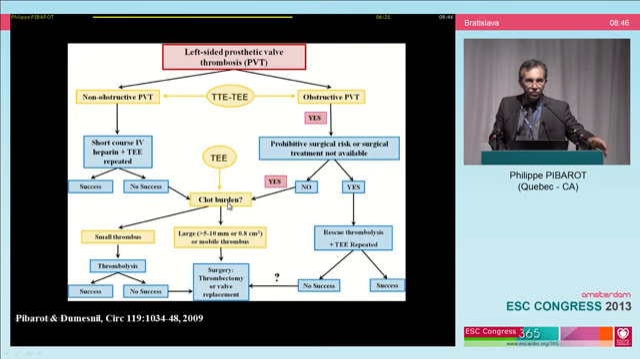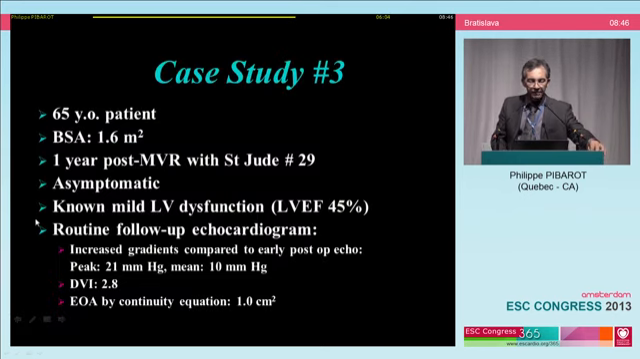As you've seen, the clot burden is not very large. So we attempted thrombolysis in this patient. Unfortunately, it failed. So she underwent surgery and replacement of the valve. There was some organized thrombus and small pannus interacting with the hinge mechanism of the valve.